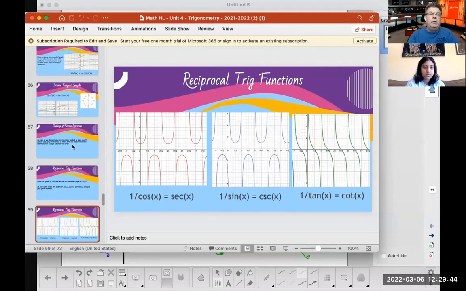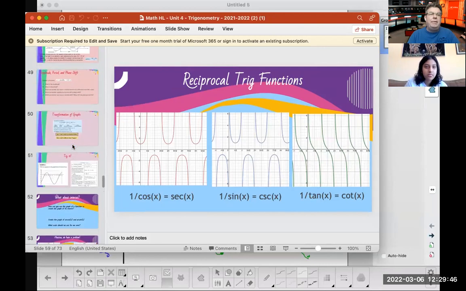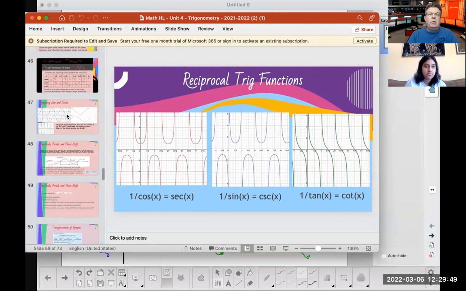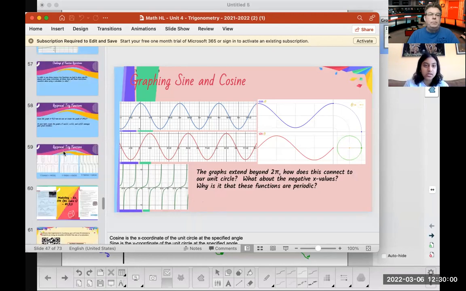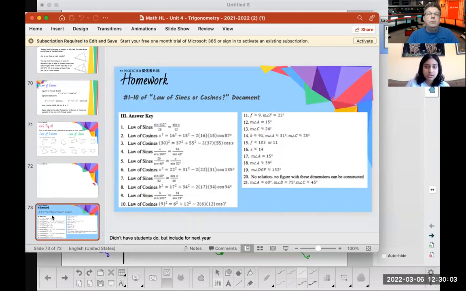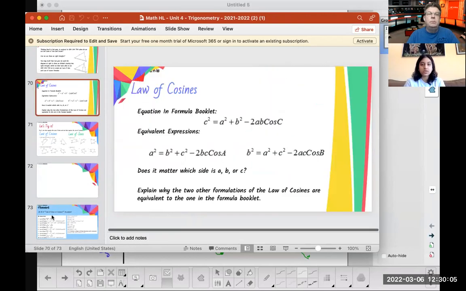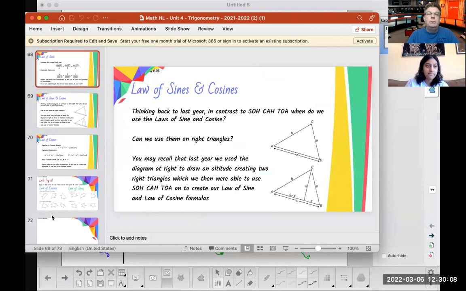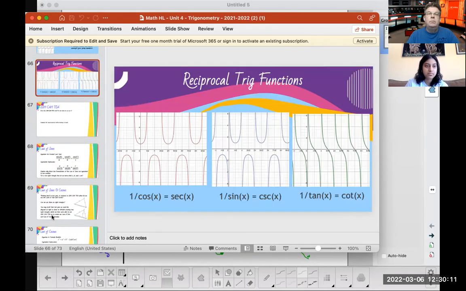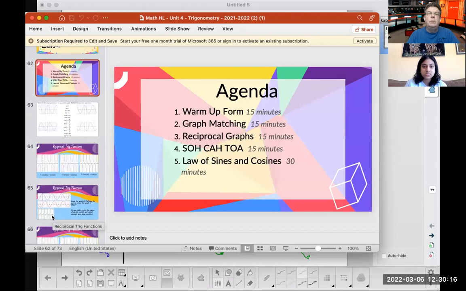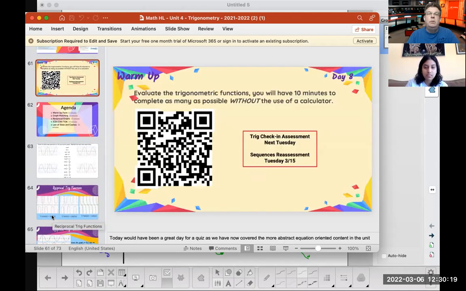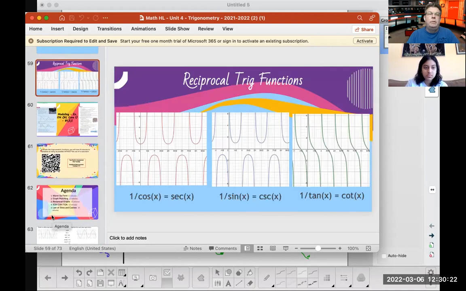Okay. I'm on slide... Yeah, there are graphs here, so here's sine and cosine, right? I think also at the end of the slides, there's a list of topics that we need to know for this specific test. Let me look really quickly. Yeah, I don't see the topics.